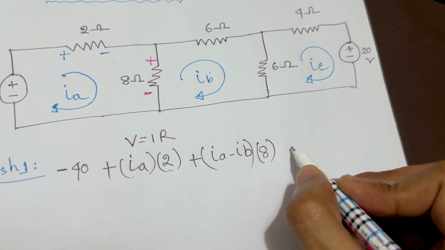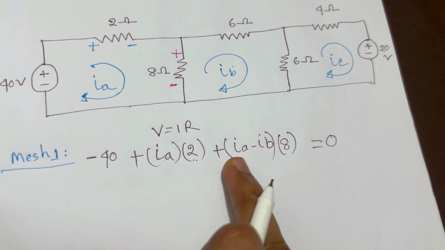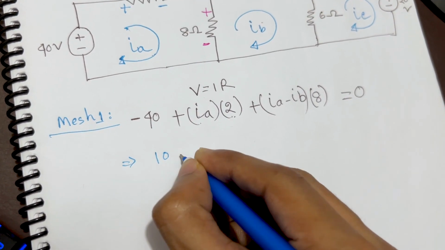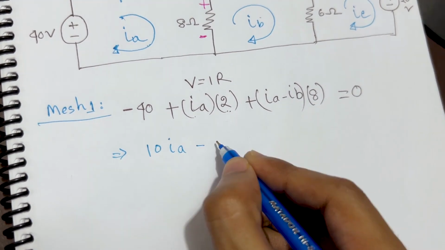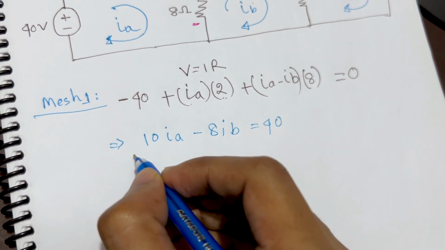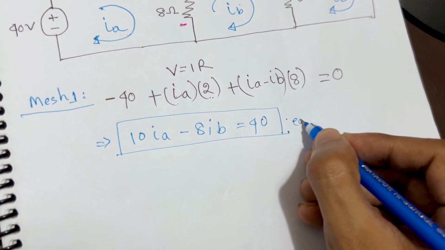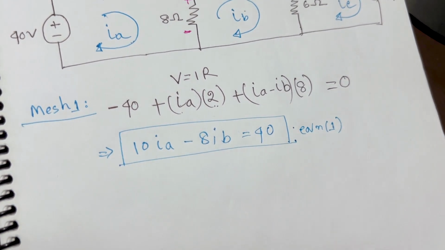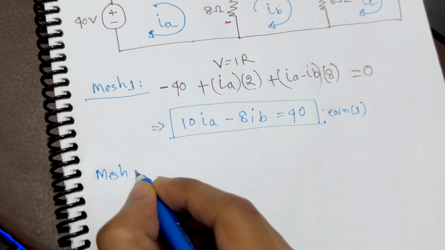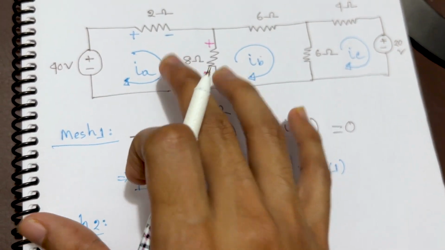So the total is actually 0. This is what Kirchhoff's voltage law says: the summation of all the voltages in a closed circuit is equal to 0. So the final answer would be 10 IA minus 8 IB equals 40. This is our equation 1. Simple. And then we need to work with equation number 2, or mesh 2. If you calculate it, you will get this answer. So our equation number 1 is complete.